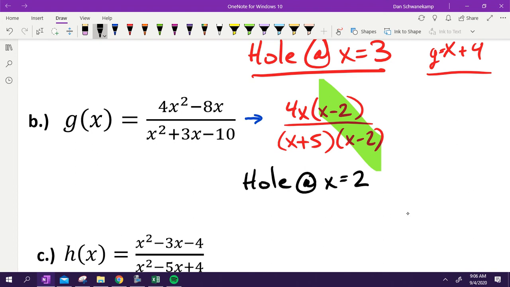Negative 5 is going to be a vertical asymptote. We have a vertical asymptote at x is equal to negative 5. If you plugged in negative 5, you would get 0 just on the bottom. If you plugged in 2, you would get 0 on top and bottom. That would be a hole.